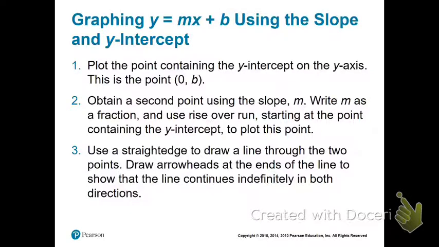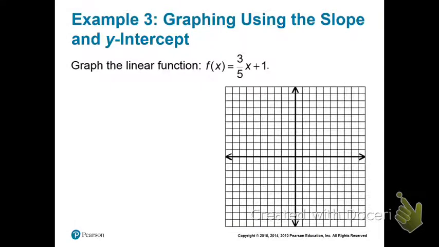Alright, now to graph this, remember the first thing you're going to do is identify your slope and your y-intercept. Then you're going to plot the y-intercept. You're going to obtain, this one says a second point, we're going to find at least 2 more points, okay? So you're going to obtain 2 more points by using the slope m. Write m as a fraction and use rise over run, starting at the y-intercept to plot the point. Then just use a straight edge to draw a line through the 3 points and put arrows on both ends because the line will continue indefinitely in both directions.